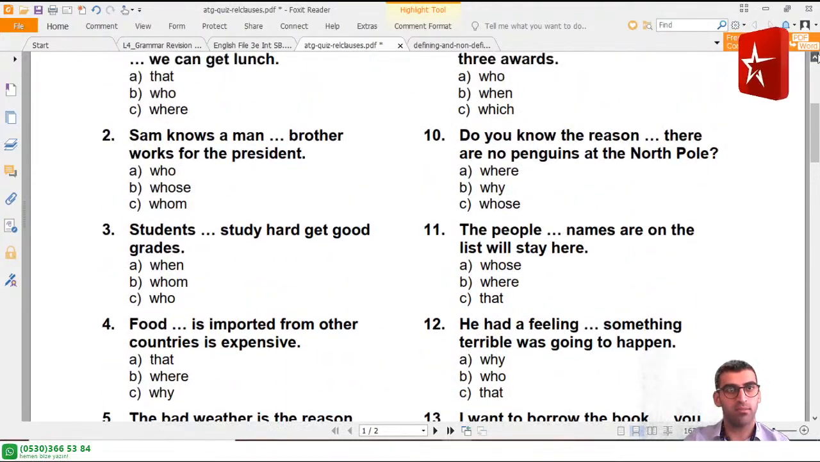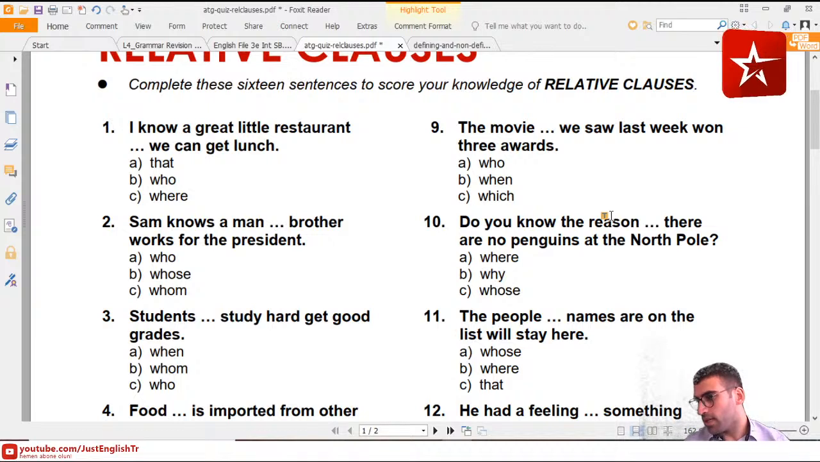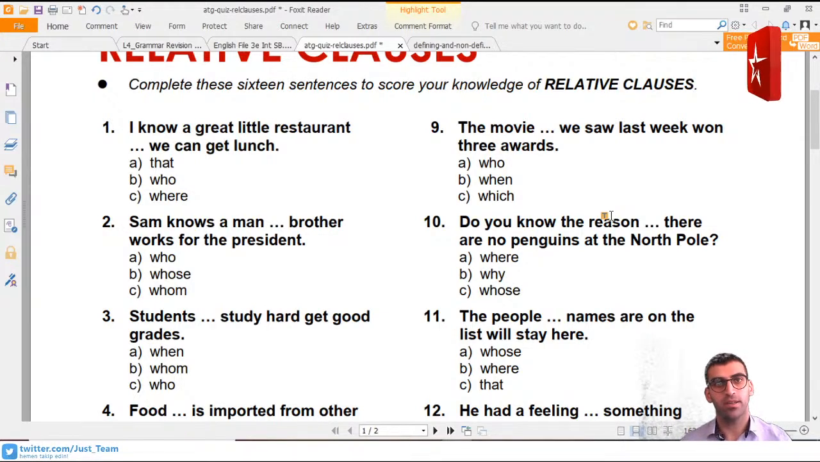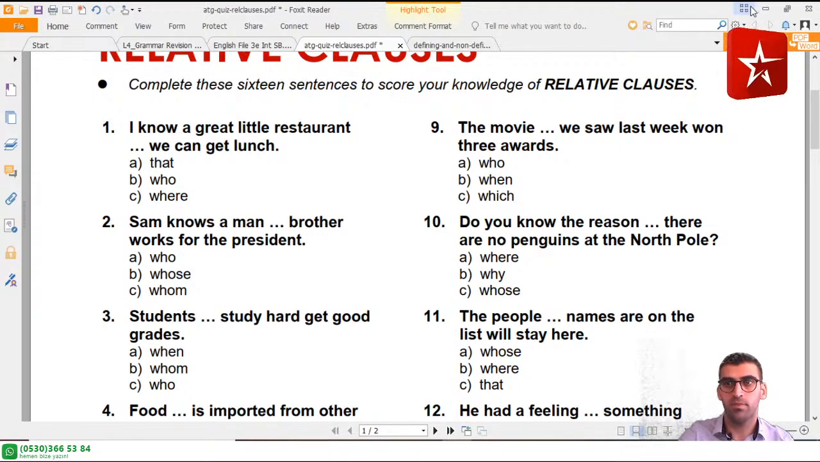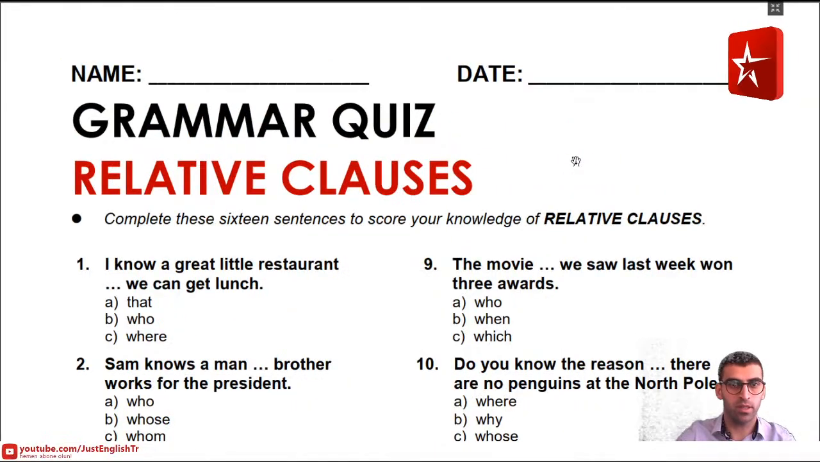Let's start with number 1. I know a great little restaurant that, who or where. Okay, last time you were mistaken in the hangman game. I couldn't understand. I'm sorry. So, number 1, what should we write here, guys? For number 1, that, who or where, and why. I know a great little restaurant. Okay. And what should we choose? What should we write here? Let me make it bigger for you to show you clearly.